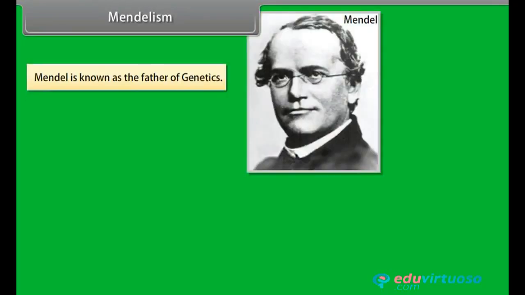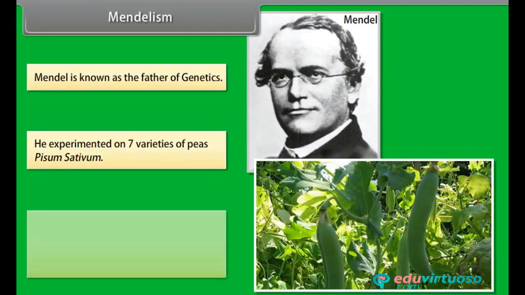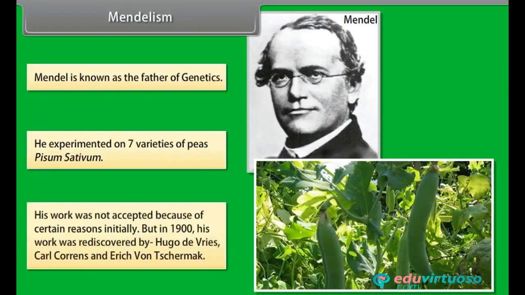Mendelism. Mendel is known as the father of genetics. He experimented on 7 varieties of peas, Pisum sativum. His work was not accepted because of certain reasons initially, but in 1900, his work was rediscovered by Hugo de Vries, Carl Correns, and Erich von Tschermak.